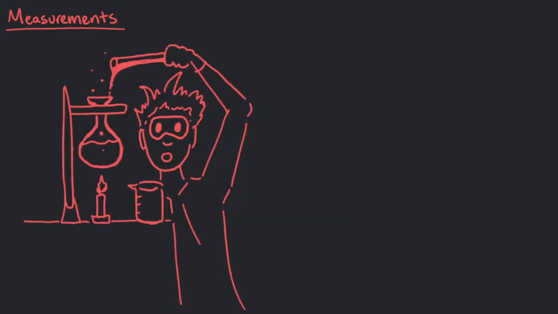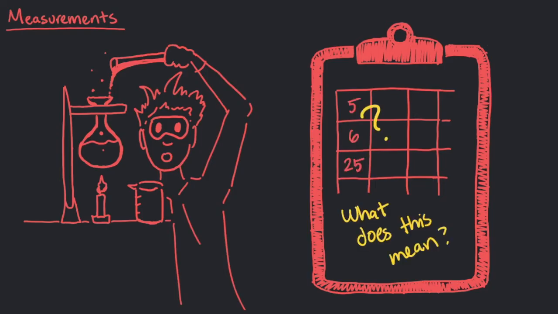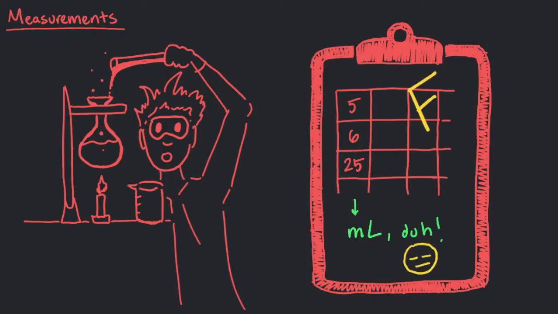When we perform experiments, we need to collect data or a numerical value. However, other people need to understand what the number we write means. The units may be obvious to you, but it's not to other people reading your data.